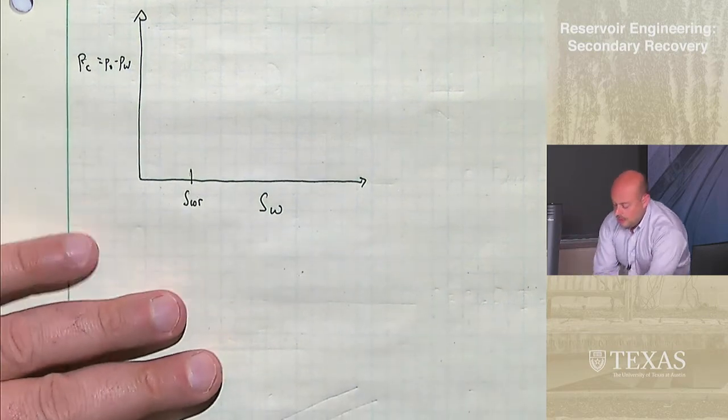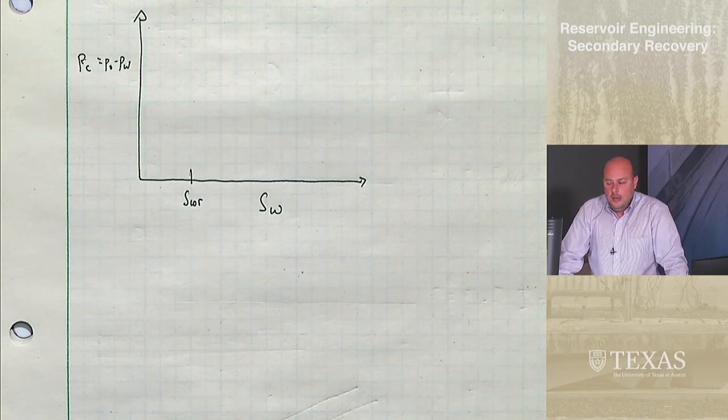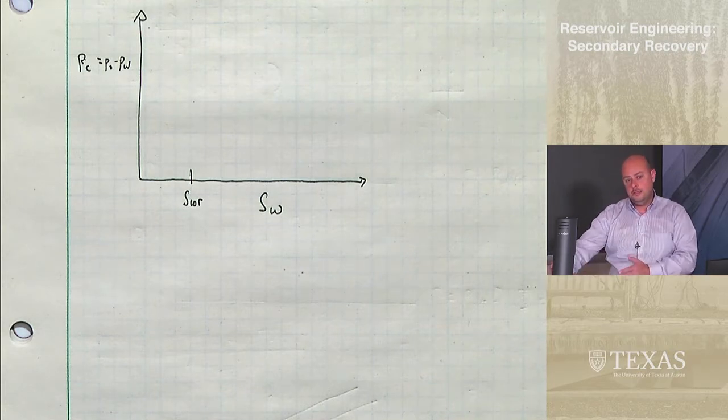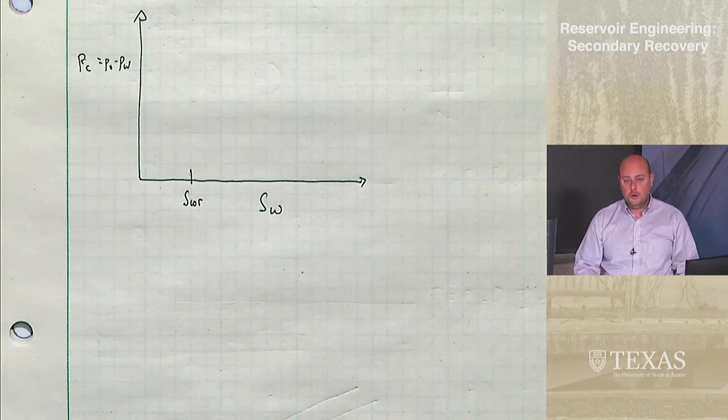So the way a reservoir is normally formed is that it's full of water, and then oil migrates from source rock to the reservoir, and it displaces the water. We call that a drainage process because the reservoir is initially water wet. Oil is displacing water, but it doesn't displace all of it.